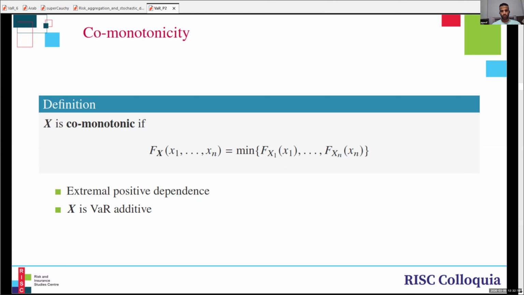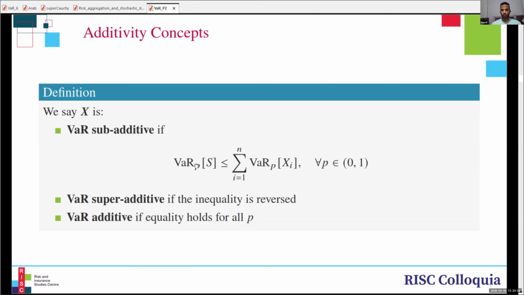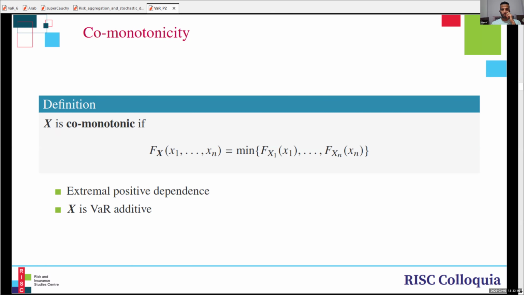I believe you are familiar with this dependence structure. So if the joint distribution of our random vector X can be expressed as the minimum of the marginal distributions, this is, if you will, the top, the extreme positive dependence that we can have. And it is a well-known result that if the random vector X has a joint CDF that is comonotonic, then X is VaR additive, because VaR of the sum is exactly the same as the sum of the VaRs. This is a well-known result in the literature.